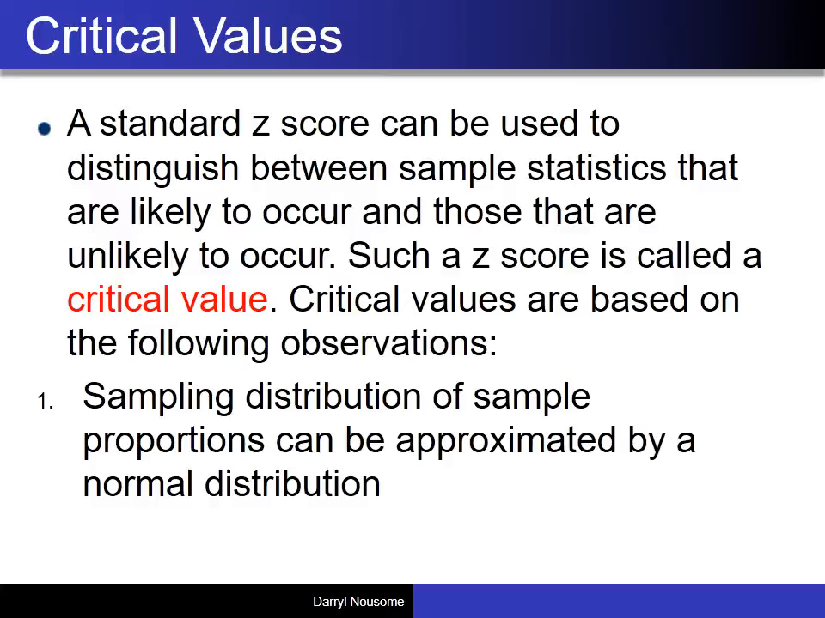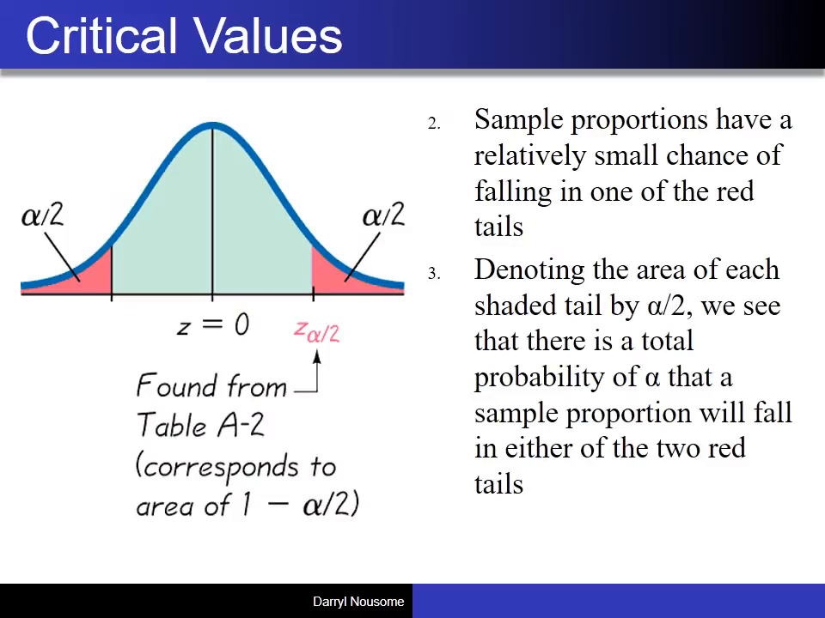Okay, so critical values are based on the following observations. The sampling distribution of sample proportions can be approximated by a normal distribution, right? We made that assumption in the past few slides. Sample proportions have a relatively small chance of falling in one of the red tails. Okay, so you can see here that things that are far out on the tails are really unlikely to occur, right? These things are way out on the edges. They are less likely to be close to the mean, right? The probability of the mean happening is 50%, because it's right in the middle. Things that are farther out are a lot less likely to occur.